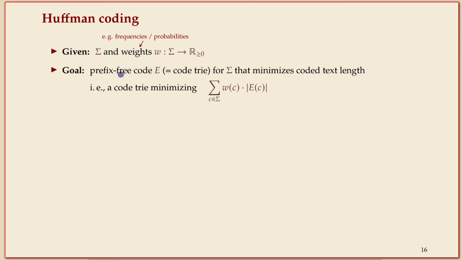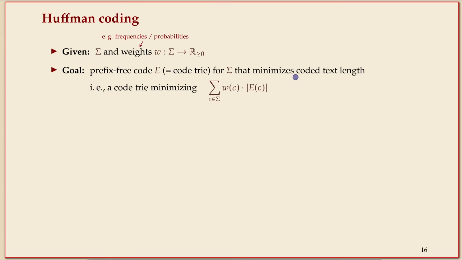The goal of Huffman coding is to compute a prefix-free code. So code words for all the characters. In other words, if it's prefix-free, it's a code trie that minimizes now a specific quantity, and that's the coded text length if you weight each character with this weight W. So we're minimizing this quantity. We sum over all the characters. How long is the code for this character times its weight? If you think about a fixed text and you choose W as how often does the character occur in the text, then that's exactly the size of the coded text.